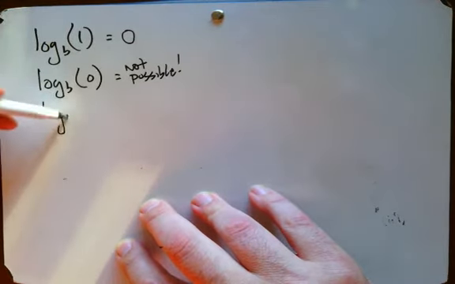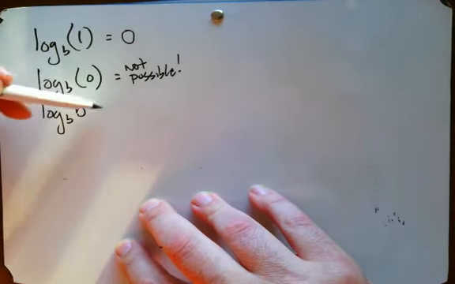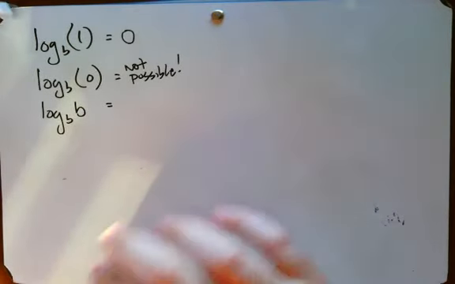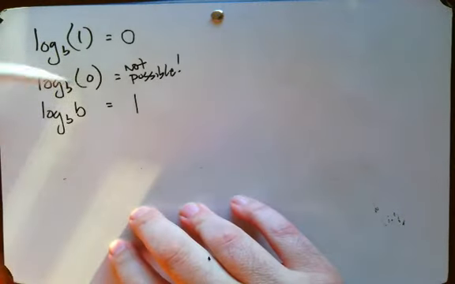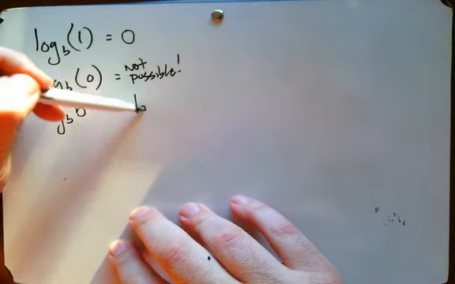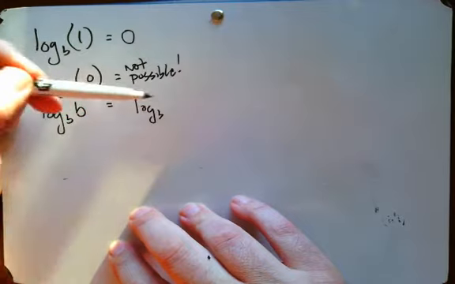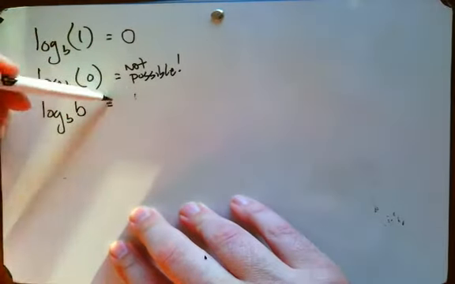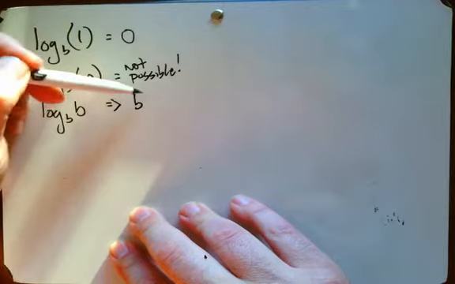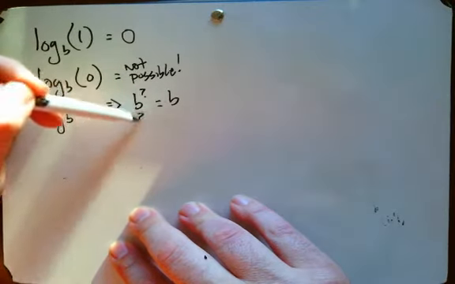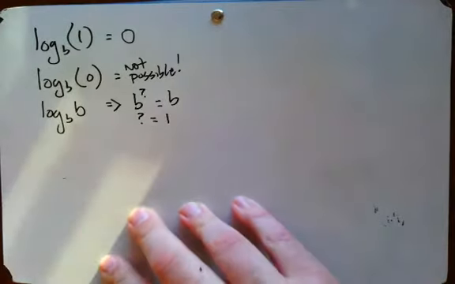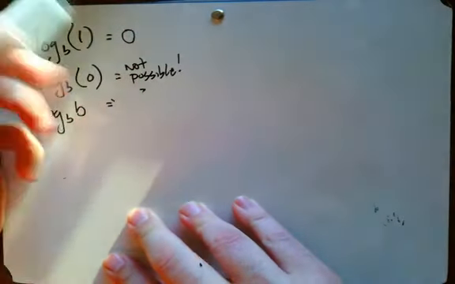How about log base b of b? If we do scorpion tail here and write this as log base b, well, no, that wouldn't be scorpion tail at all, Mr. Kukla. Sorry about that. Let's put a little arrow here and say b to the question mark equals b, and so question mark equals 1. So we know then that this would have to equal 1.